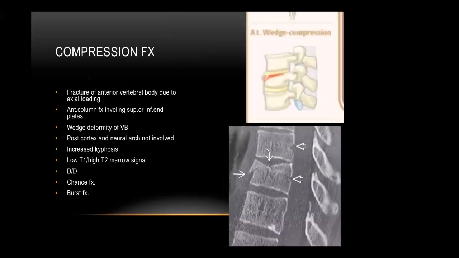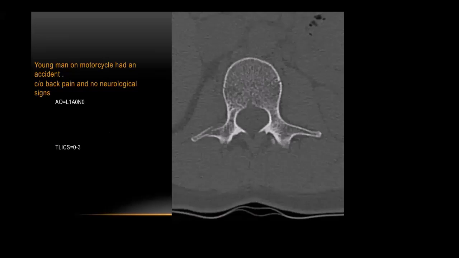Let's see what we have. So how are we going to do this? I mentioned I've classified the fracture for you. I want any one of you to describe what it actually means. So this is a young man who was on a motorcycle and had an accident. When he comes to the ER, he's complaining of back pain. When you examine him, there is no deficit.